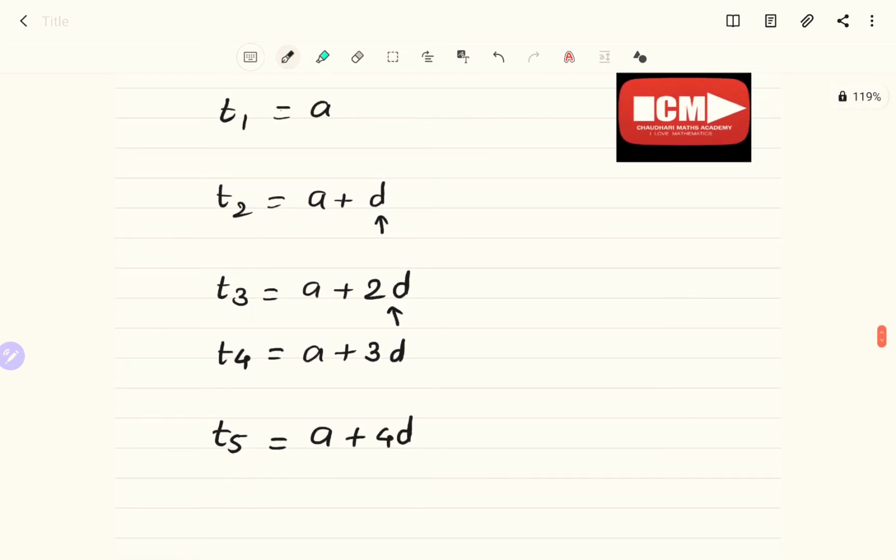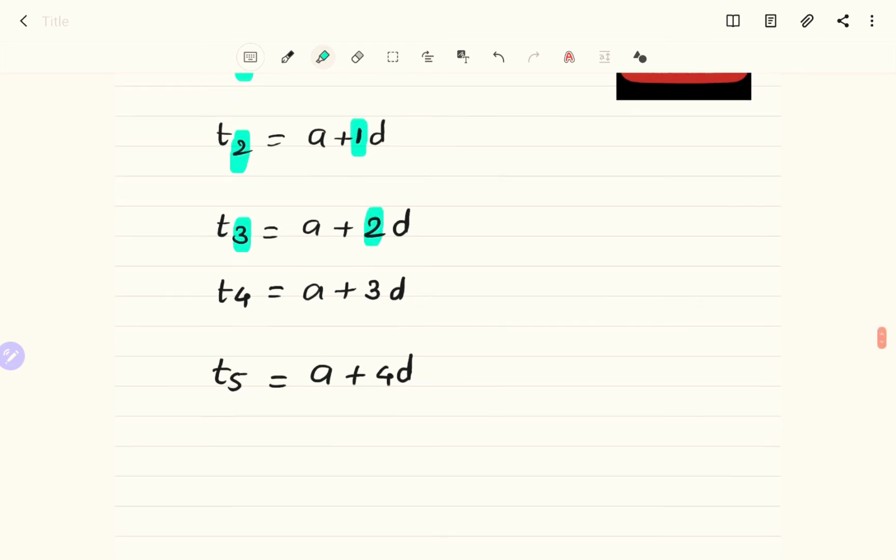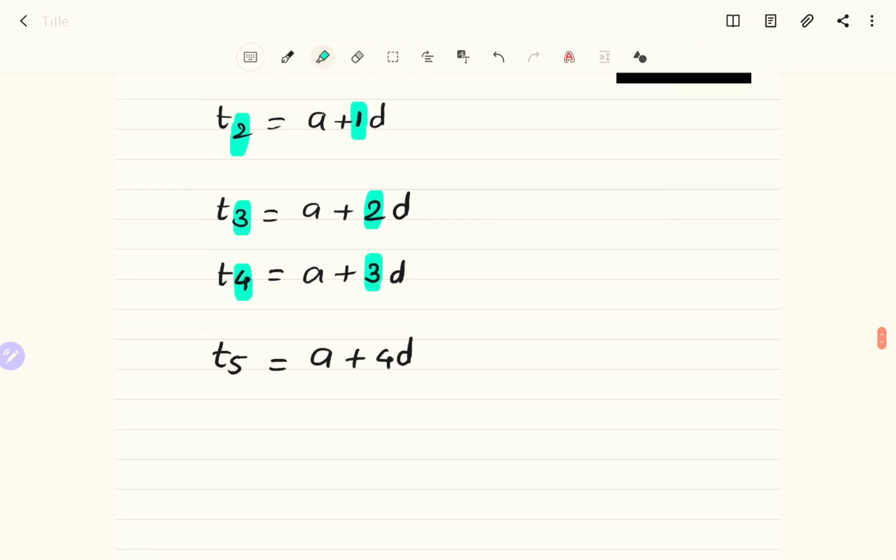While obtaining these terms in a sequence, please observe there is a definite rule or pattern in this structure, and let me explain that hidden thing. In the first term, there is no D available, which means the coefficient of D is 0. In the second term, the coefficient of D is 1. Everything lies in this coefficient of D. In the third term, it is 2. In the fourth term, it is 3. In the fifth term, it is 4.